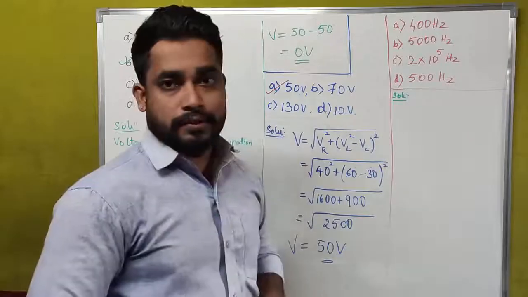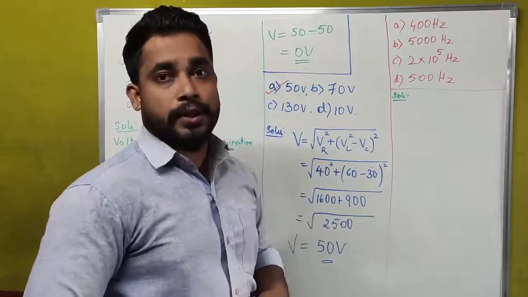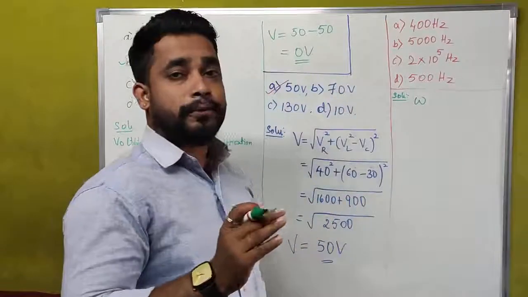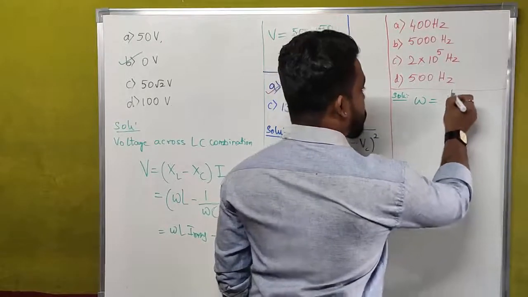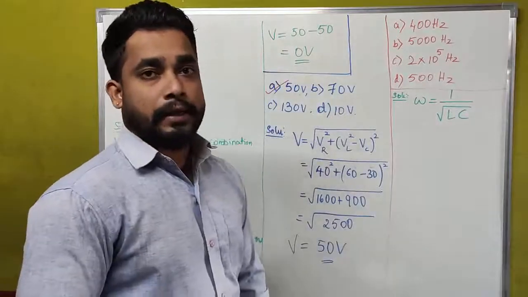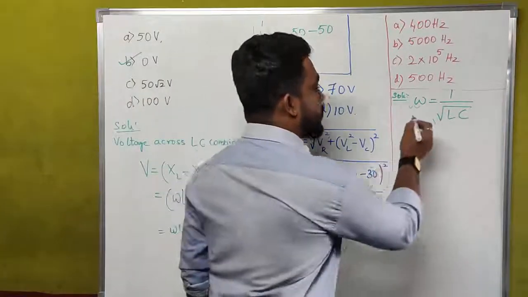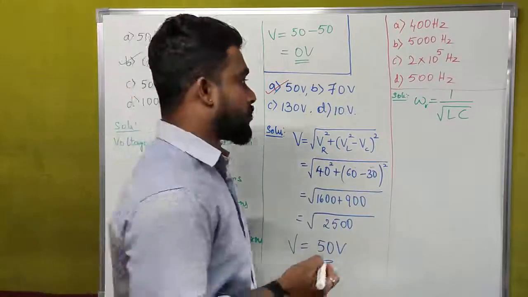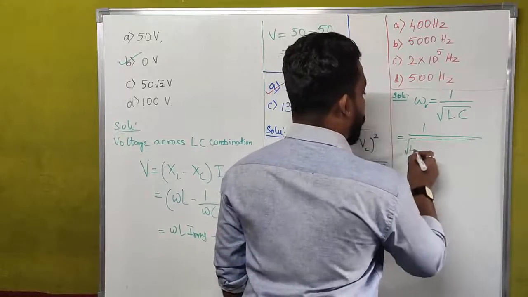What is the expression for angular resonant frequency of an LC circuit? This is only for LC, not LCR. Angular resonant frequency omega naught is equal to 1 over square root of L into C. We may write this as omega R or omega naught, both are valid. Here, what is the value of inductance? The value of inductance is equal to 0.5 Henry.